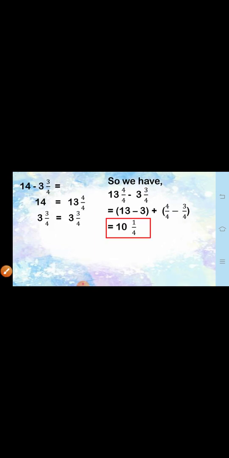Next, 25 minus 6 and 3 over 8. So yung 25 po, i-change po natin into 24 and 8 over 8. As you can see po na kanina ginamit natin is 4 over 4. Kasi nga yung isang term po natin is 3 over 4 or yung denominator niya po is 4. So para hindi po tayo mahirapan, para they are the same denominator, ginamit po natin is 4 over 4.